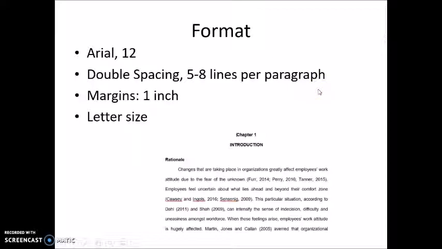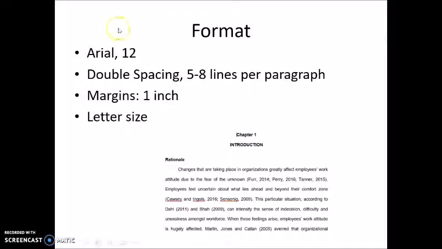Kasi hindi pwede na sa isang buong papel, sa whole page, isang paragraph lang. So, it should be at least 5 to 8 lines per paragraph. Hindi rin siya pwedeng 4 lines lang yung isang paragraph. Lalong-lalo nang hindi pwedeng 1 sentence lang ang isang paragraph.